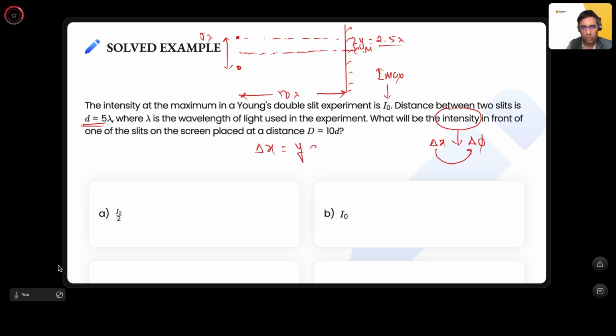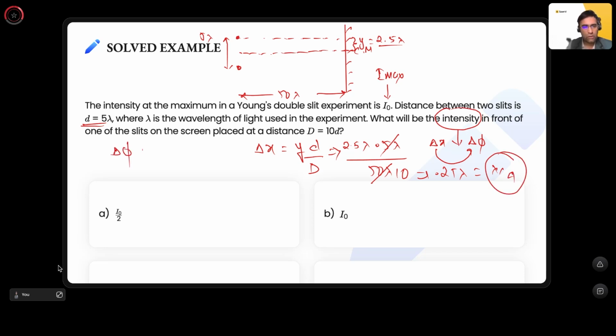So path difference का formula होता है y small d upon capital D. Let's put the values. So it will become 2.5 lambda into d, which is 5 lambda, upon capital D, which is 50 lambda. So this comes out to be 10, and this will be 0.25 lambda, or lambda by 4. So path difference comes out to be lambda by 4.